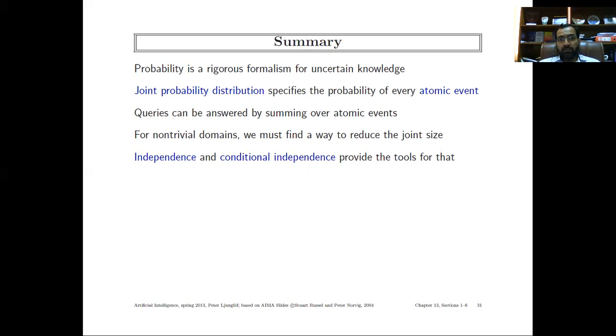And for non-trivial domains, we must find a way to reduce the joint size. If we are able to reduce the joint size, then we can also compute it. Independence and conditional independence provide the tool for that. That is the concept we have discussed, and it helps us to reduce our domain and restrict the possible number of combinations which can be formed. So with this, I conclude over here.